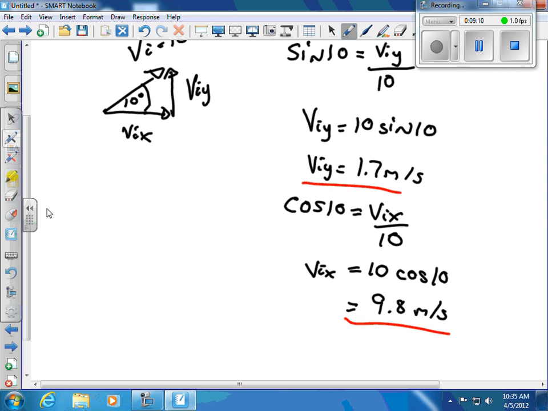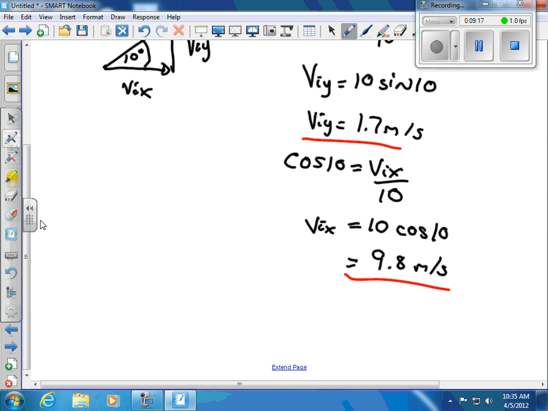So if the ball starts and lands at the same position, what's our displacement going to be in the y? 0. Displacement is 0. In the y, not in the x.